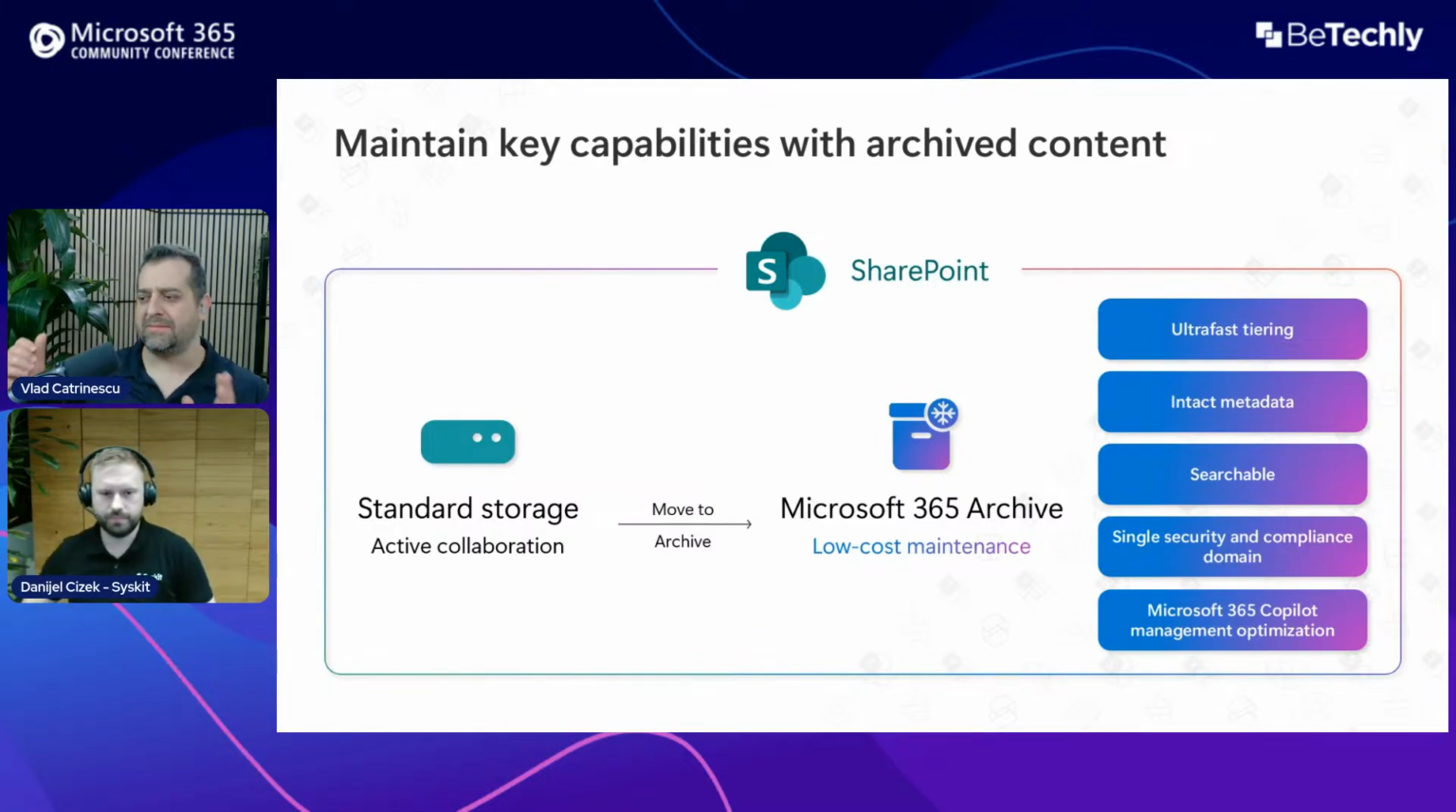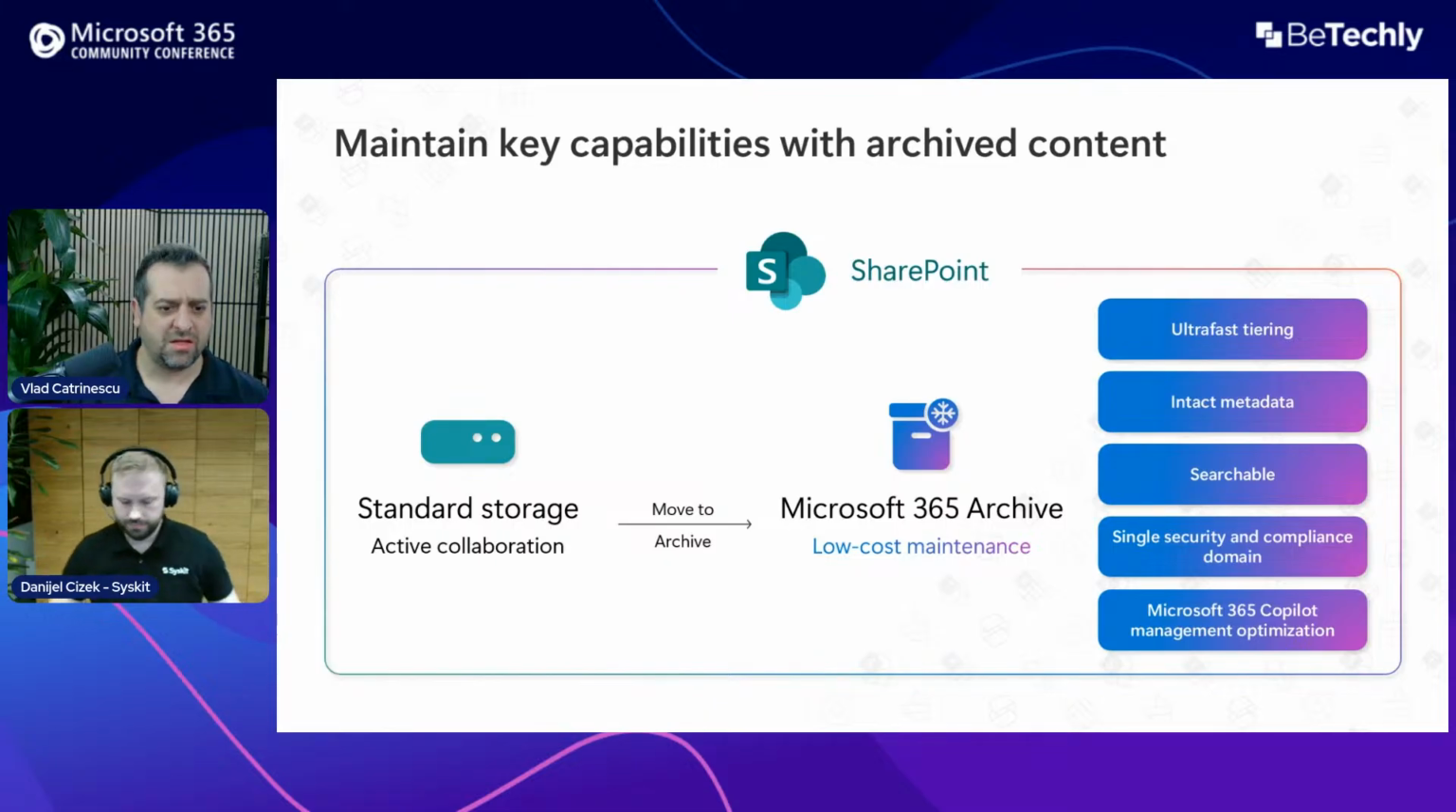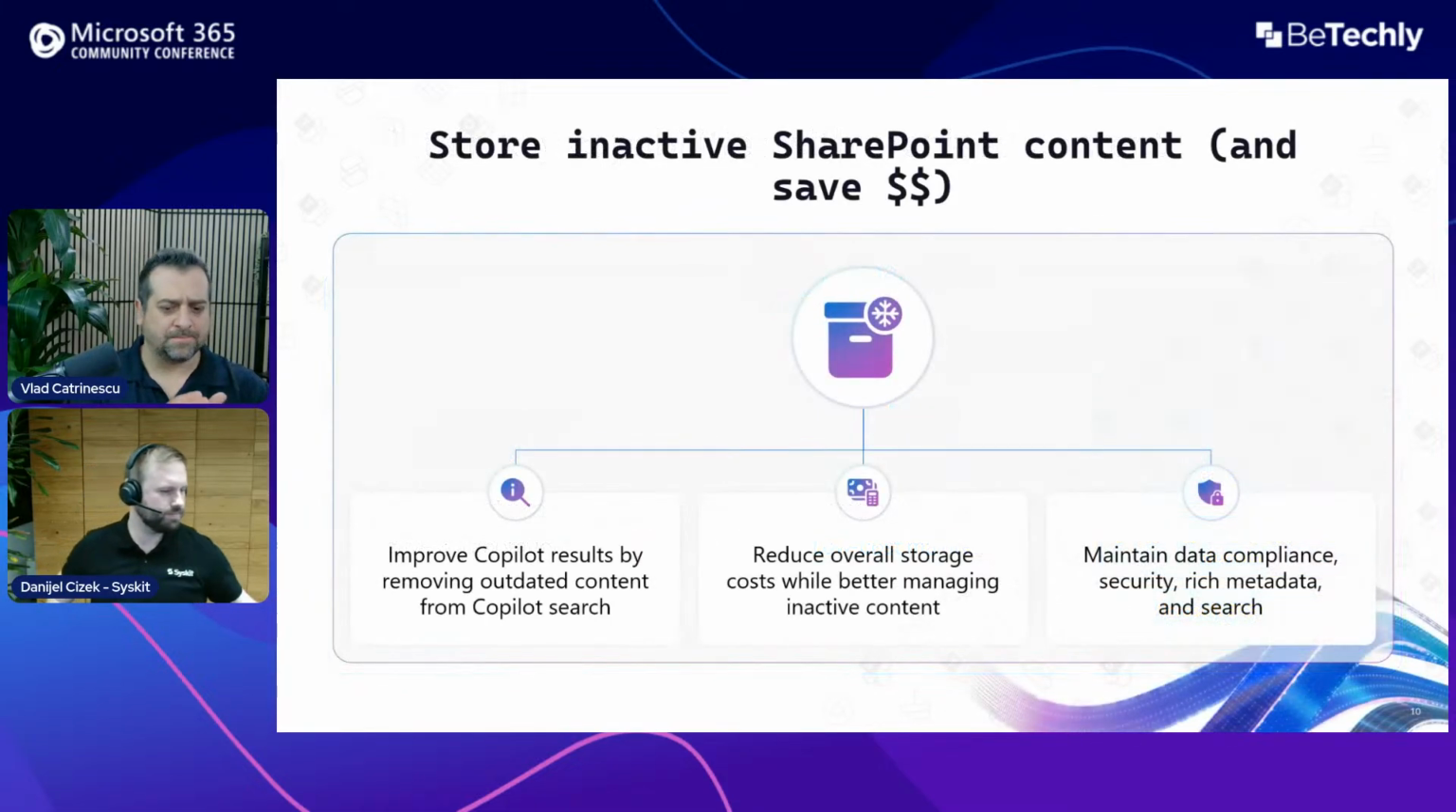And another problem that Archive wants to solve is storage. We have, and Daniel will have the numbers in a bit here, we have so much storage that we pay Microsoft for that is not actually used. So Microsoft 365 Archive allows us to move SharePoint content from hot storage, from active storage, to a cold storage tier. So that is the idea of storage. And of course, the main thing is we can save money.